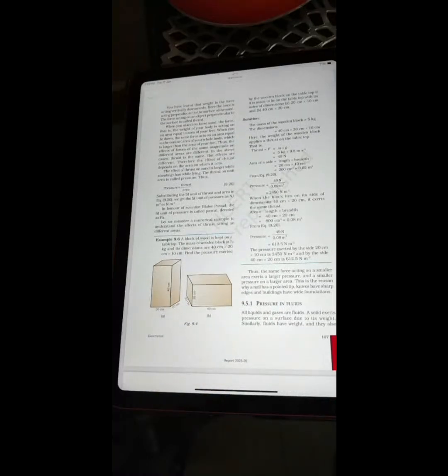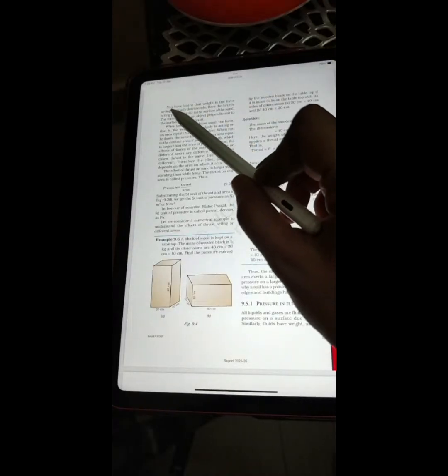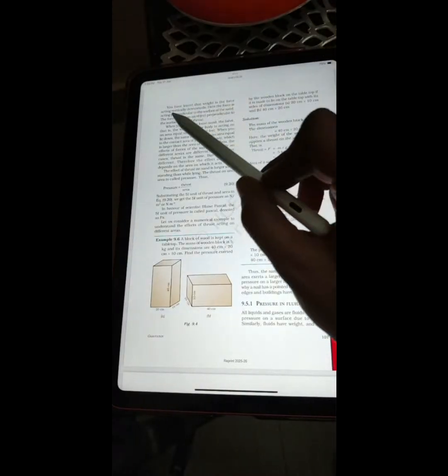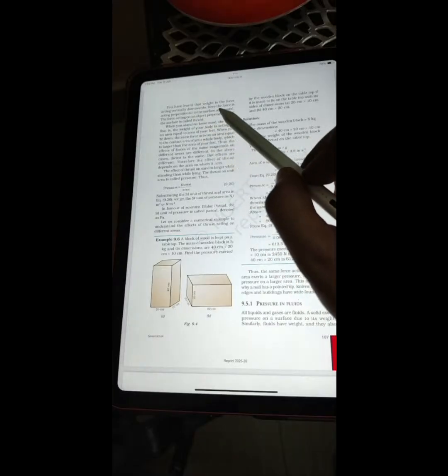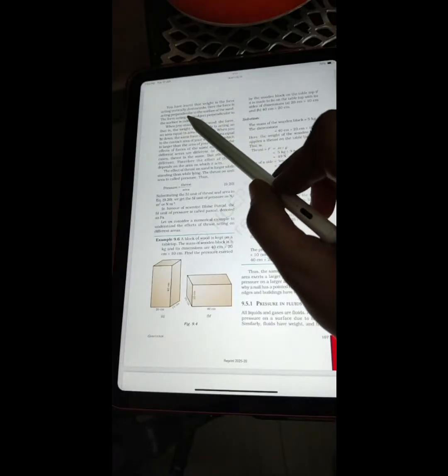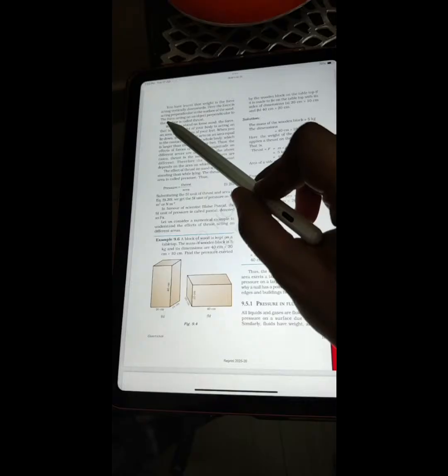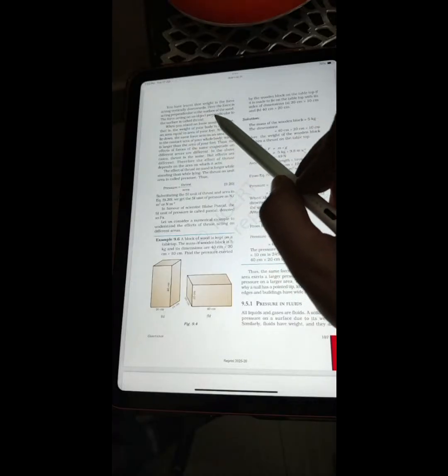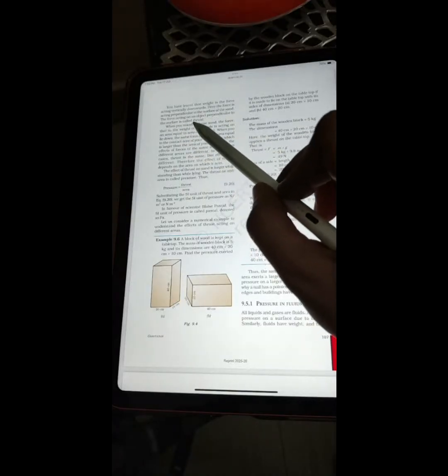Let's move to the next page, that is page number 107 of your NCERT. You have learned that weight is the force acting vertically downwards. Here, the force is acting perpendicular to the surface of the sand. The force acting on an object perpendicular to the surface is called thrust.